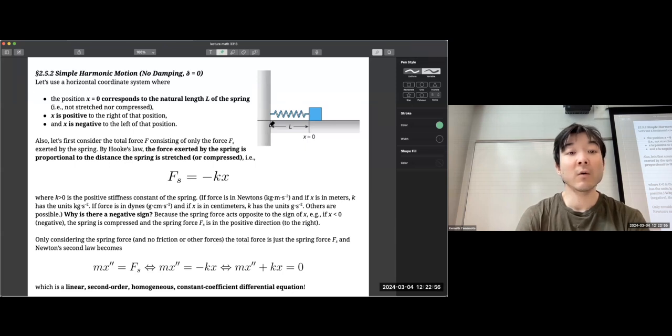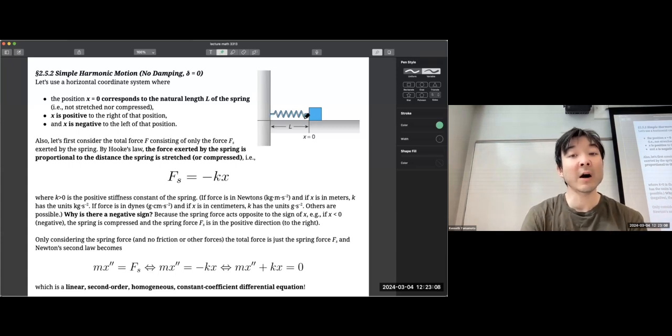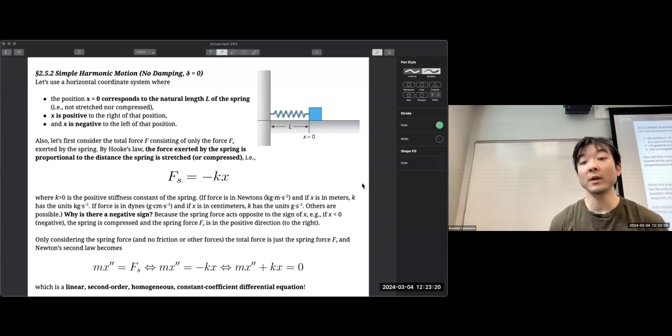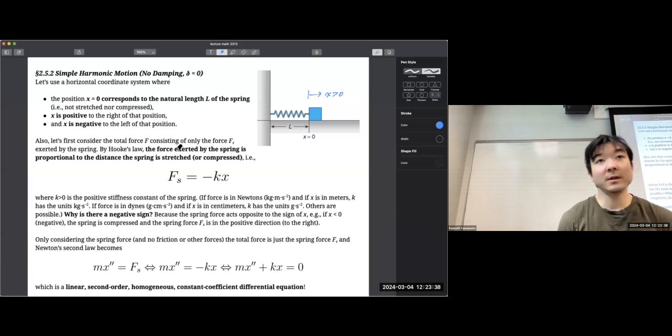So let's look at a horizontal coordinate system where x equals 0 corresponds to the natural length of the spring. If you just let the spring be itself, it's going to have a certain length. We're saying it's attached to the wall, and however far that goes, the natural length that's not stretched or compressed is going to be your origin, the x equals 0 position. And then we say x is positive to the right. So if you pull and stretch it to the right, in the picture given here, you'll have x greater than 0 going in this direction. So stretching is positive, and it's negative if you move in the left direction.